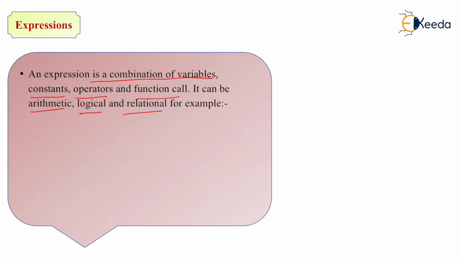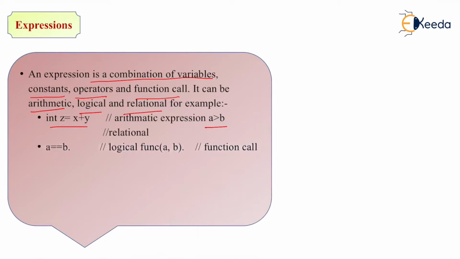For example, int z is equal to x plus y. This is an arithmetic operation. Or we can say a is greater than b, so that is a relational operator. a equal to b, so this is a logical comparison, that a is equal to b. Then function(a, b), so this is a function call with variables a and b.